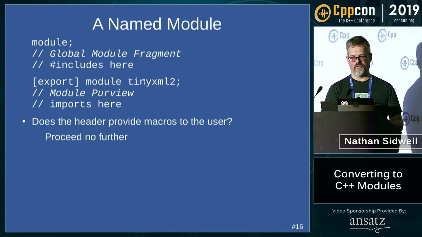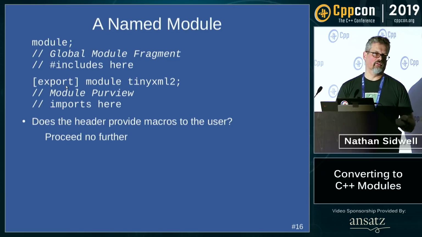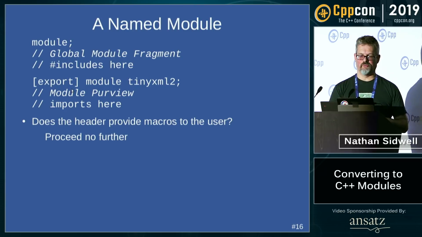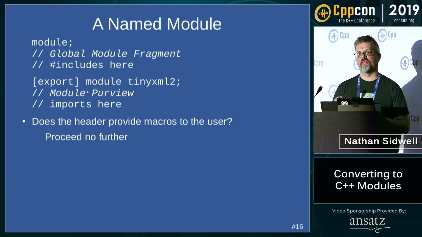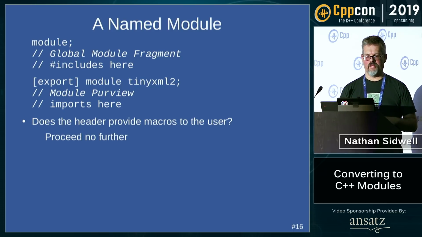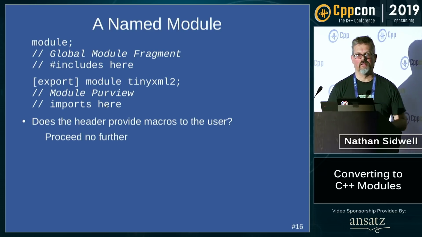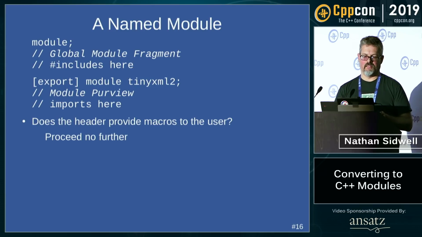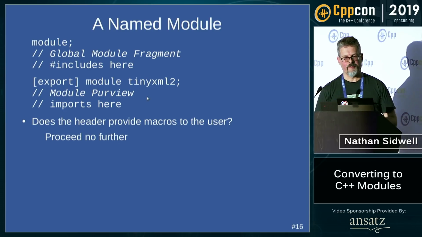And if it's an interface unit, you will put the export here to say this is an interface defining the interface of tinyxml2. And the thing called the module purview starts at this point. So everything after this is regular declarations and they're owned by that module. And you can put imports, explicit imports at the beginning of this purview. Imports of both other named modules and imports of header units. You can put them up here in the global module fragment, but there's no difference. So you may as well put them down here.